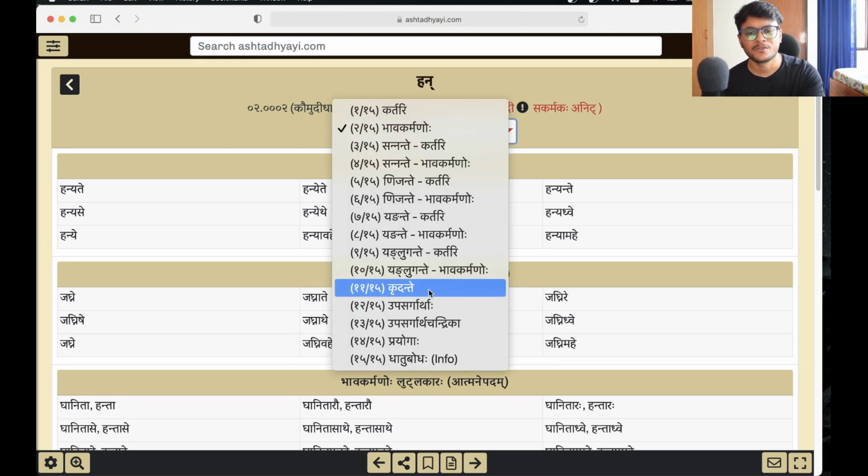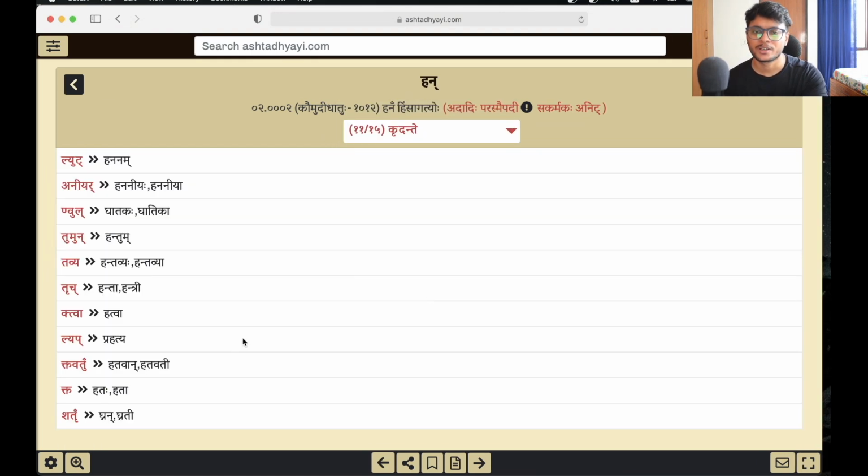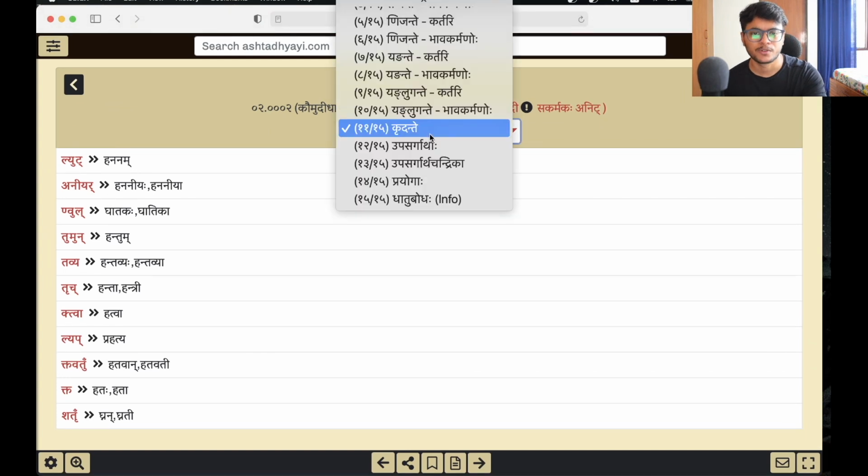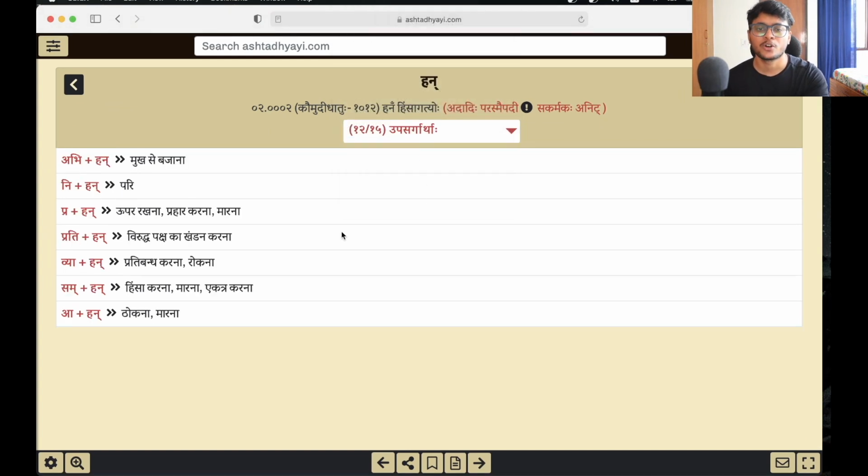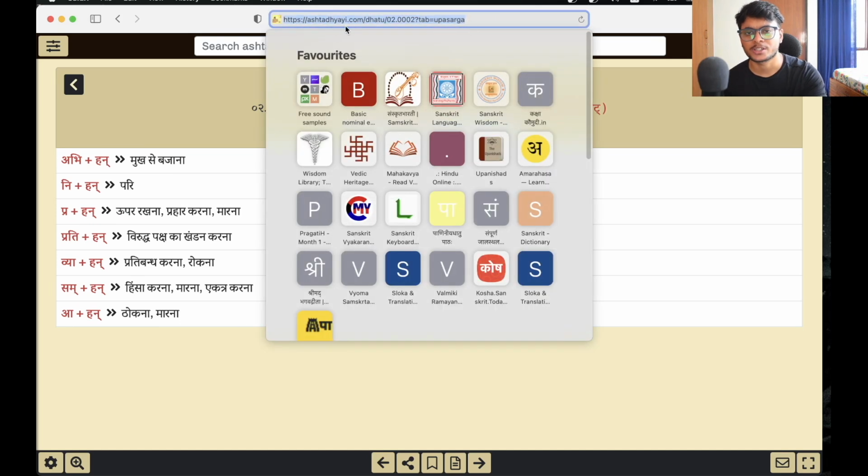And again, you have kridanta also. You can get all the different kridanta forms of this particular verb root. You can have upsarga also if they have upsarga detail, so you will get the upsarga also. Basically, try to explore this website, ashtadhyayi.com. But anyways, that was it. Everything is also in the PDF file, so do download that PDF file and keep it for your ready reference.